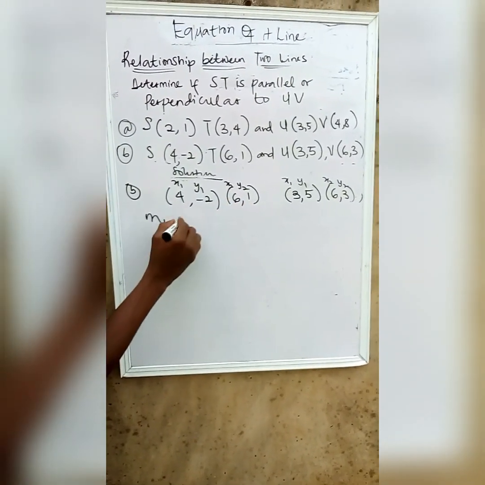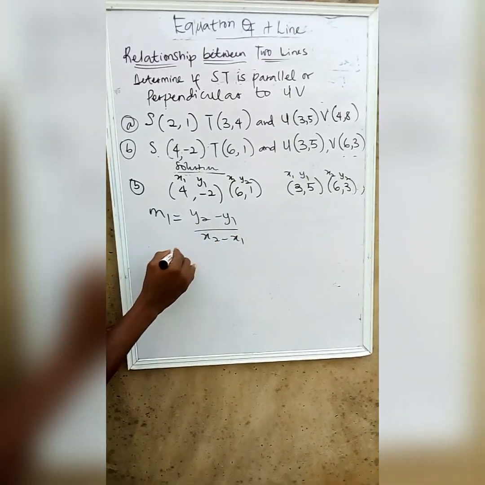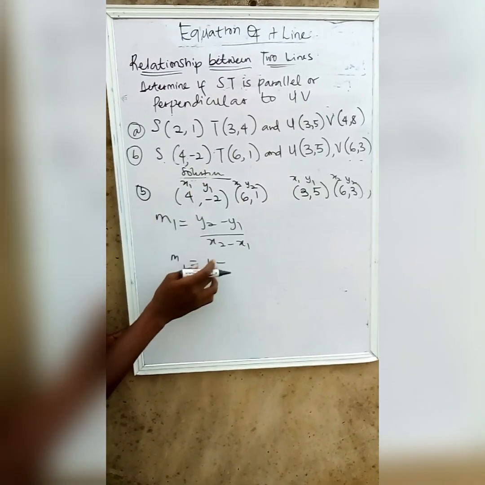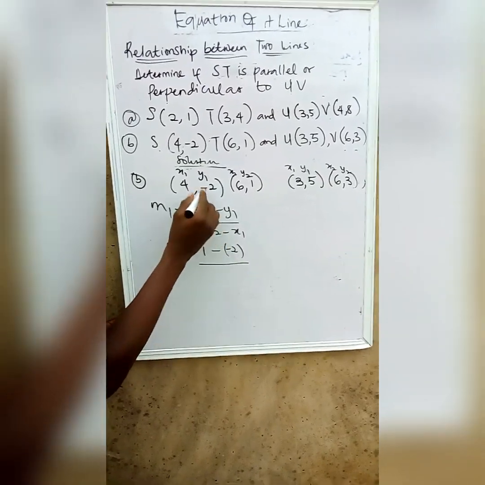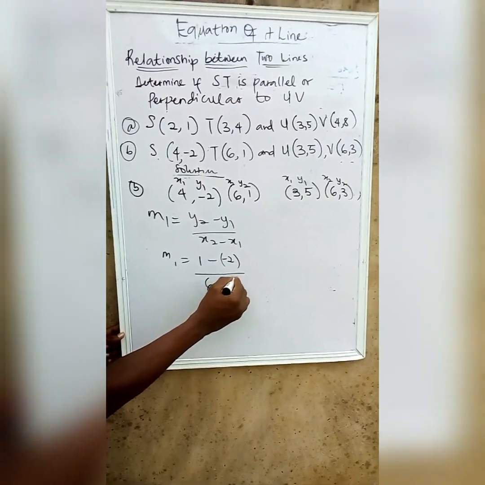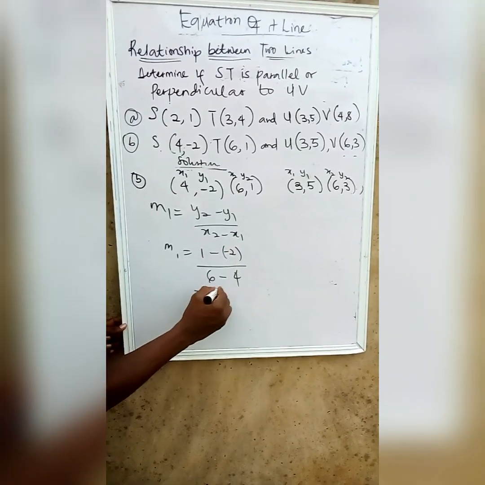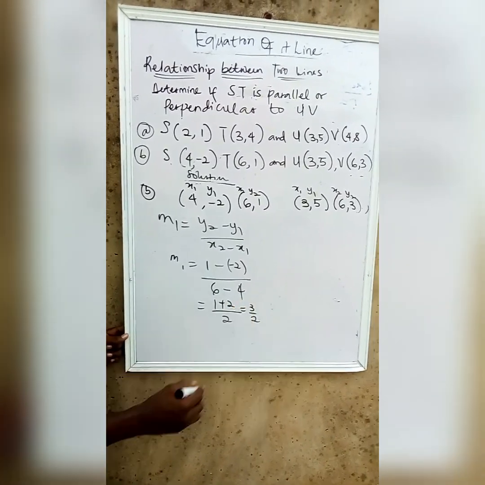So what's the formula for gradient? Y2 minus y1 over x2 minus x1. And our M1 will now be y2 is 1 minus y1 which is minus 2, over 6 minus 4. And that will be 1 minus times minus is plus, 6 minus 4 is 2. So we have 3 over 2.